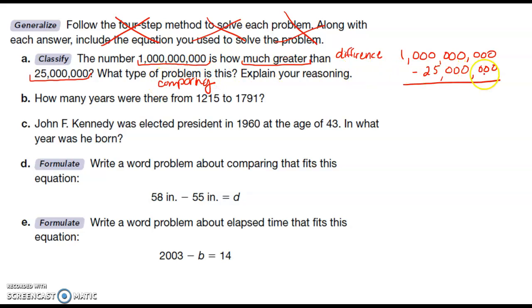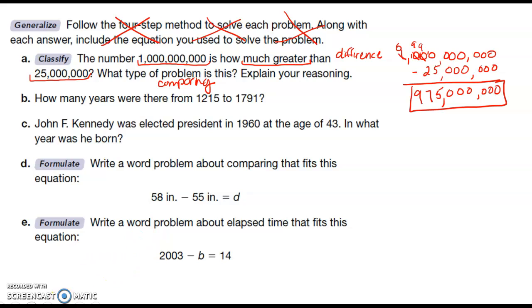We're comparing two numbers. And all of these are zeros until we get to here. Okay, so I'm going to have to start borrowing. That's 0. That's going to be 9. That's going to be 9. That's 10. So that's 5. 9 minus 2 is 7, and then the 9 comes down. So it's 975 million more than 25 million, and that's my answer.